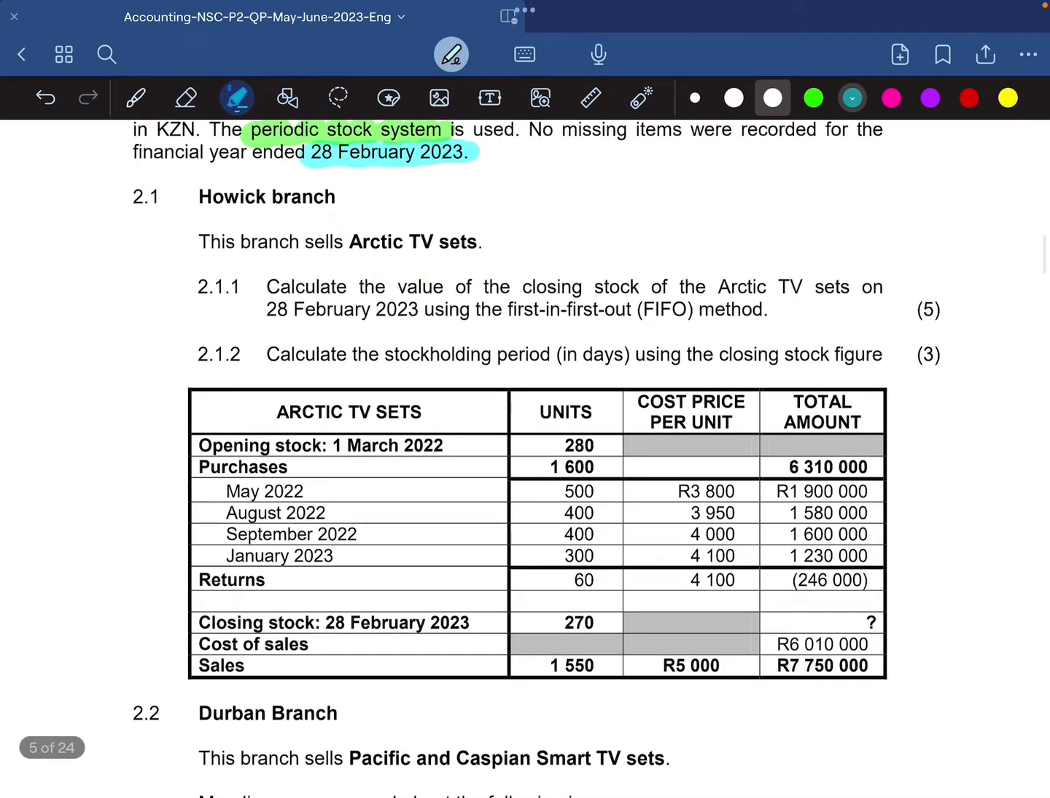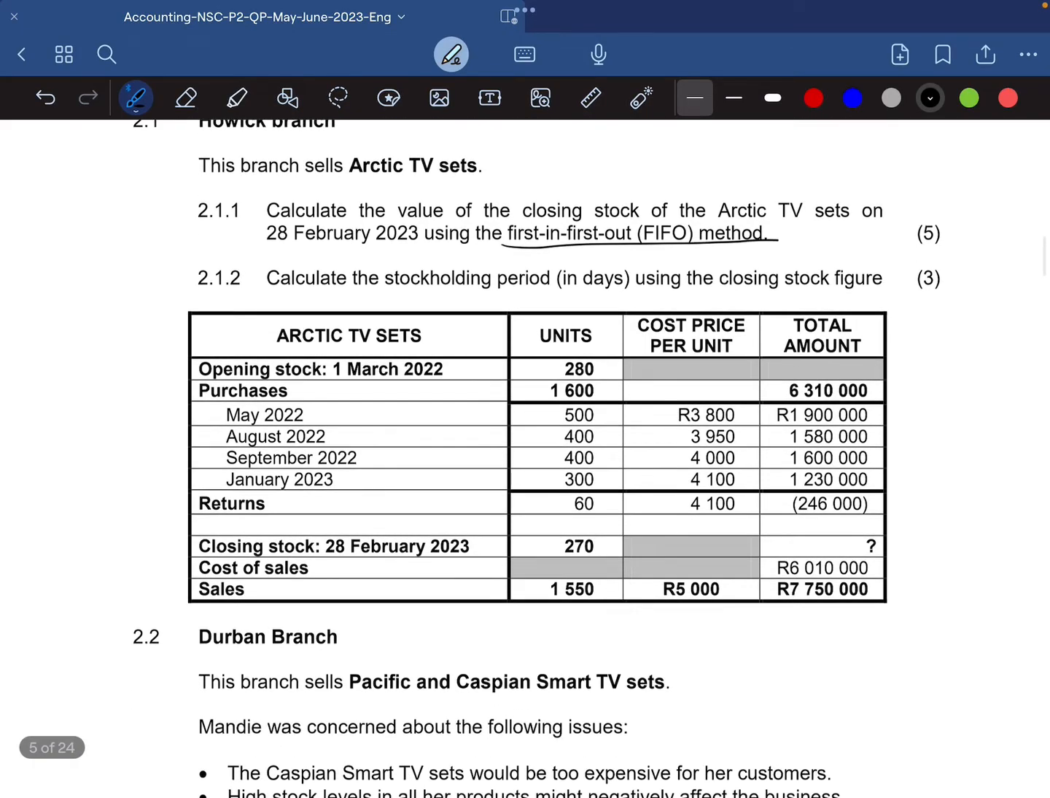we are looking at the Howick branch, which says this branch sells Arctic TV sets. We are calculating the value of the closing stock of the Arctic TV sets on 28 February 2023 using the FIFO, whatever you say. So using the FIFO first in, first out method, we'll just look at that in a short while.